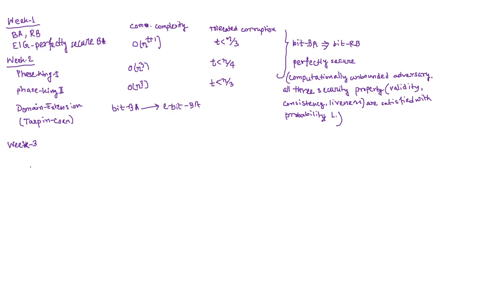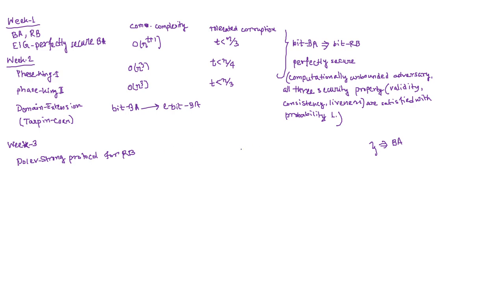Now in week 3 we actually saw a protocol called Dolev-Strong protocol for reliable broadcast. This protocol description was for reliable broadcast, which can obviously be converted to a BA protocol.